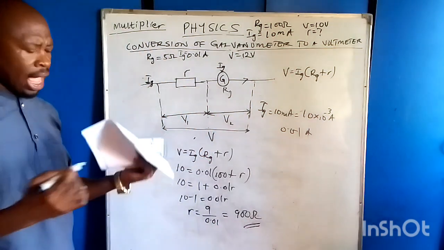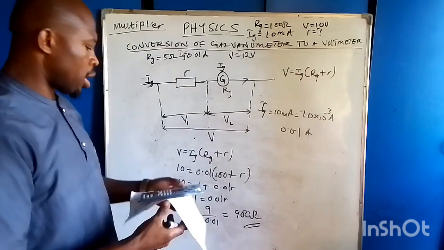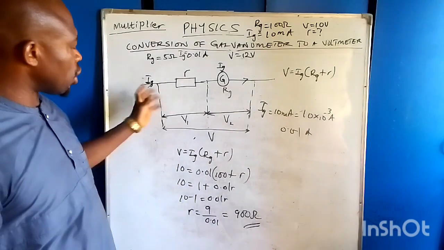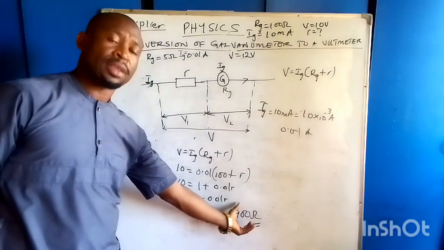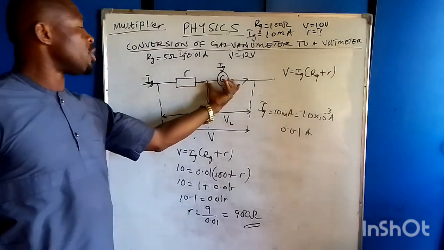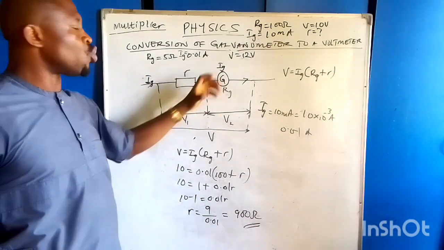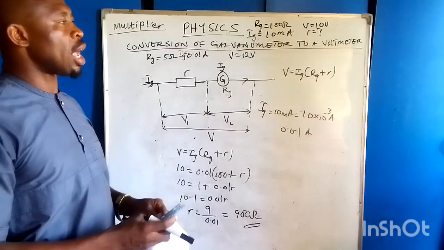So this is a very high resistor as well. In order to do this conversion, a very high resistance of 900 ohms is connected in series with the galvanometer, and it will give us what we need.